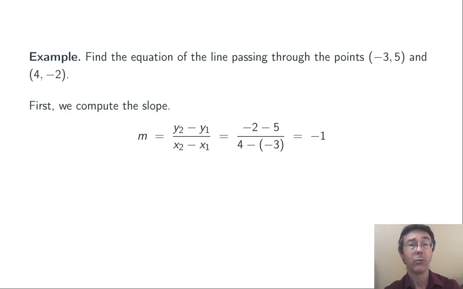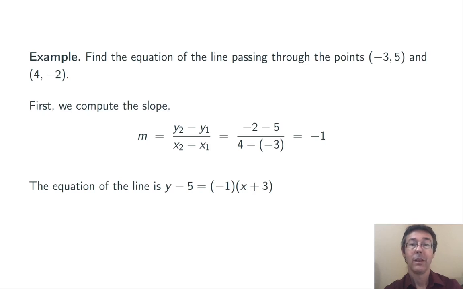Now I can do point slope form, y minus y1 equals m times x minus x1. Using m equals negative 1 and either one of those points, I should get the same answer regardless of which point I use, at least after I simplify things. Using (-3, 5), I get y minus 5 equals negative 1 times x plus 3, or y equals negative x plus 2.